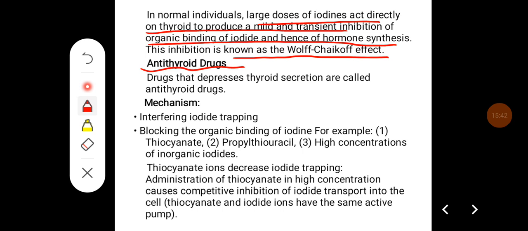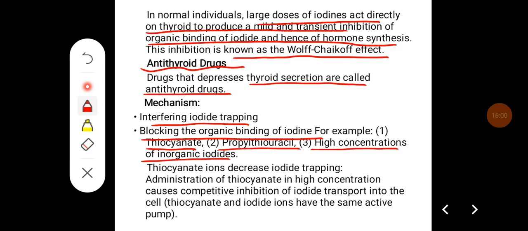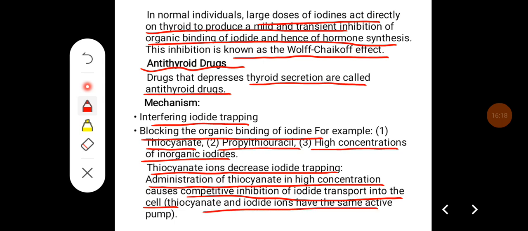Antithyroid drugs are those that depress thyroid secretion. Mechanisms: they mainly act by interfering with iodide trapping and by blocking the organic binding of iodine, for example, thiocyanates, propylthiouracil, and high concentration of inorganic iodides. Thiocyanate ions decrease iodide trapping, and administration of thiocyanate in high concentration causes competitive inhibition of iodide transport into the cell. That is, thiocyanate and iodine ions have the same active pump.